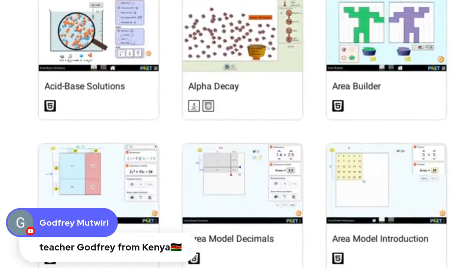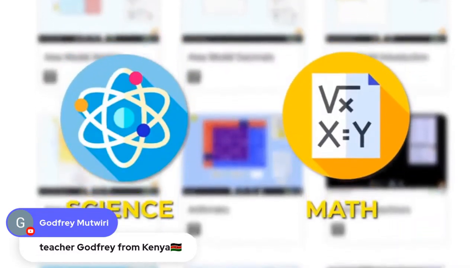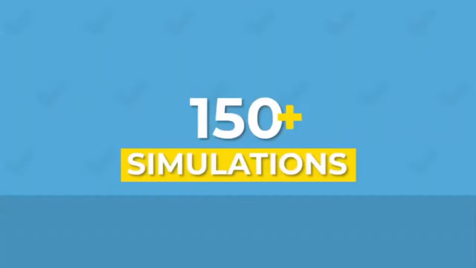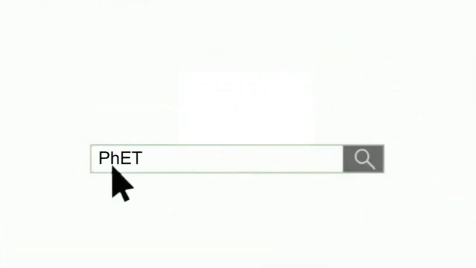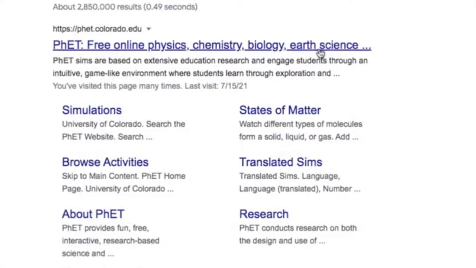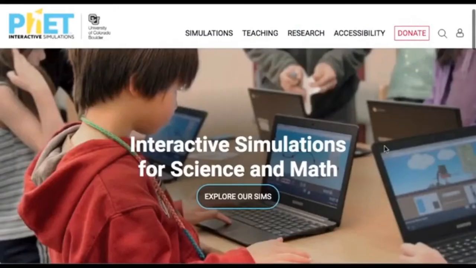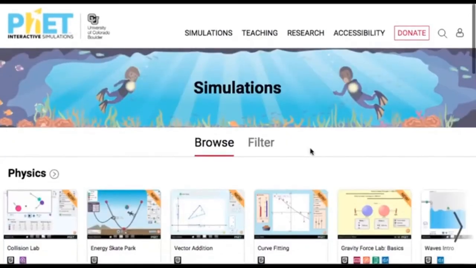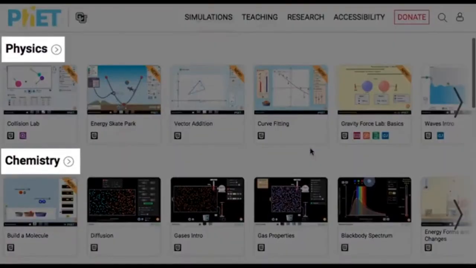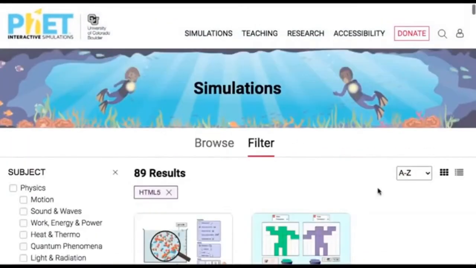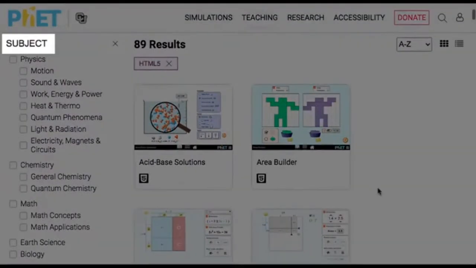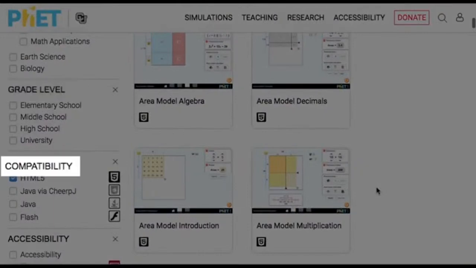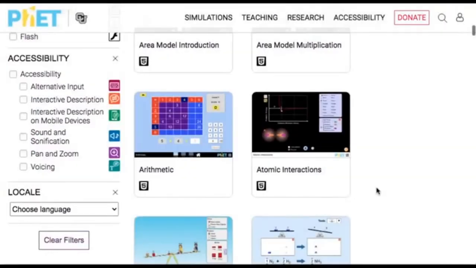The PhET project creates free interactive simulations that facilitate science and mathematics learning at any educational level. More than 150 PhET simulations are available to students, and these amazing resources can be accessed in multiple languages. To access the simulations, just type PhET into any web browser and click on the first site that appears as a search result. You can access all the simulations by clicking Explore Our Sims. The simulations are first displayed in a browse mode classified by subject. By clicking on the Filter tab, the simulations will appear in alphabetical order and you will be able to further filter by subject, topic, grade level, compatibility, accessibility, and language. Filtering will help you simply and quickly find the right simulation.